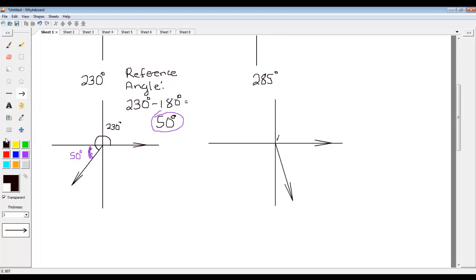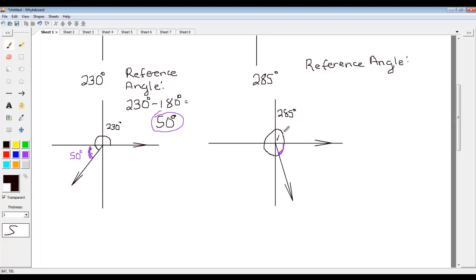Okay, so for this one, if you go all the way around like this, you've got 285 degrees. But for the reference angle, we want to take this terminal side and see how far apart it is from the x-axis in that quadrant. So we want to find this value. Well, if you go all the way around, you've gone 360. But we haven't quite gone all the way around. But we can use 360 to help us figure out that difference.